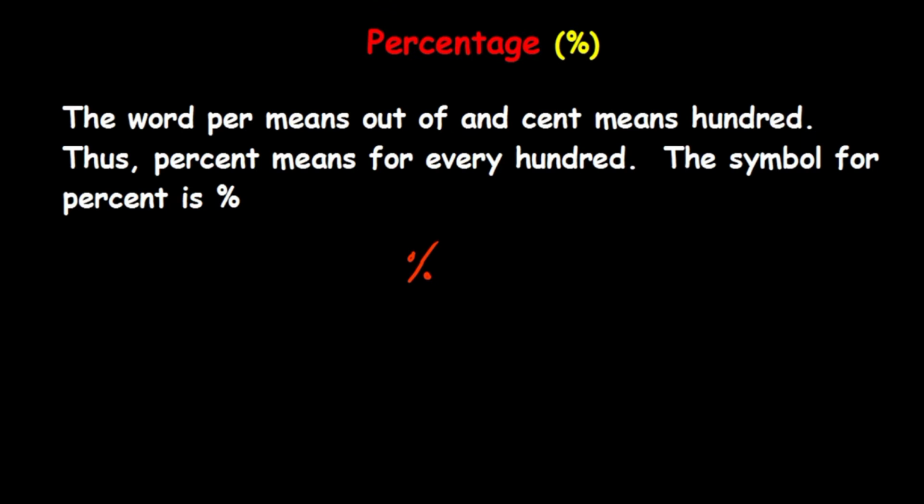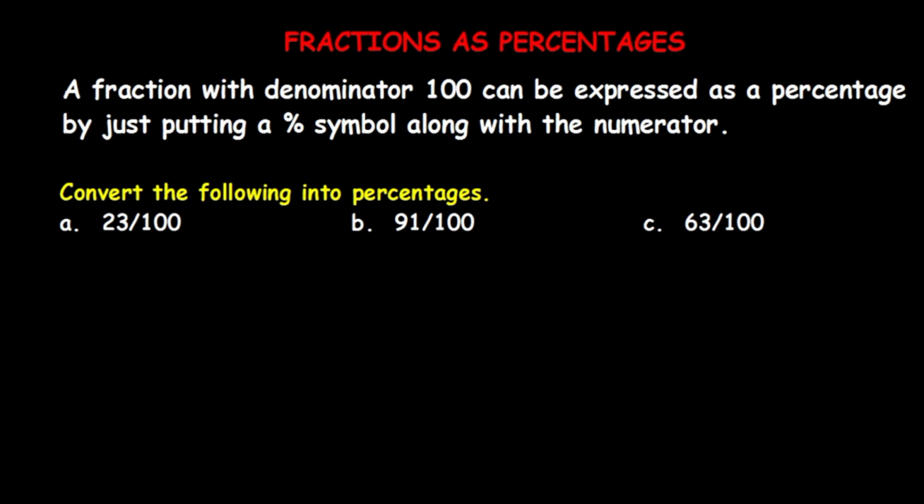Now what are the questions we are going to discuss? We are going to discuss the different models of percentages. So how to find the percentages? In that, the first one is fractions as percentage. A fraction with denominator 100 can be expressed as a percentage by just putting a percentage symbol along with the numerator. That means the first question we have there is 23 divided by 100.